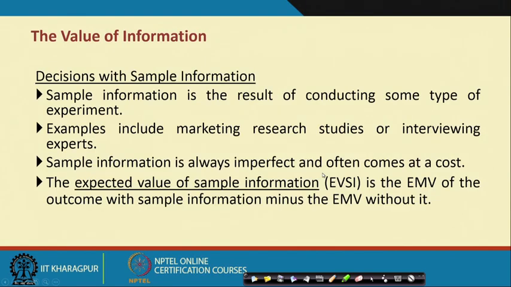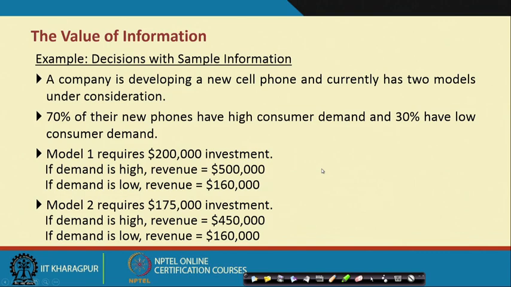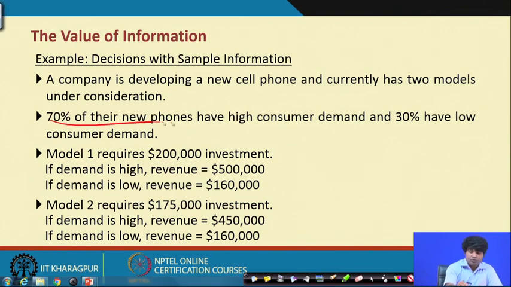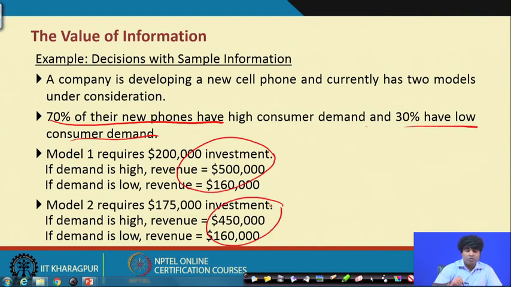That is the summary which you have addressed here, and in order to address the value of information more effectively and more accurately, we can start with another example. A company is developing new cell phones and currently has 2 models under consideration, and 70% of their new phones have high consumer demand and 30% have low consumer demand. So we have 2 different alternatives, model 1 and model 2, and these are the input descriptions.